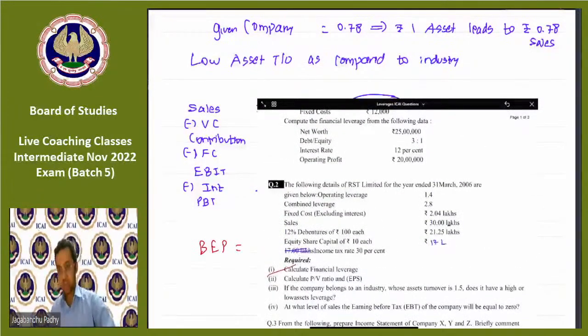Are we good with this question two, guys? Are we good with this question number two? All clear? Everyone?